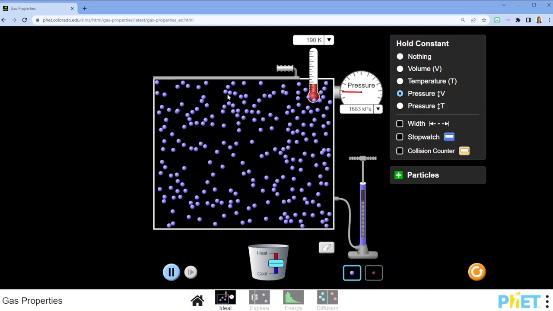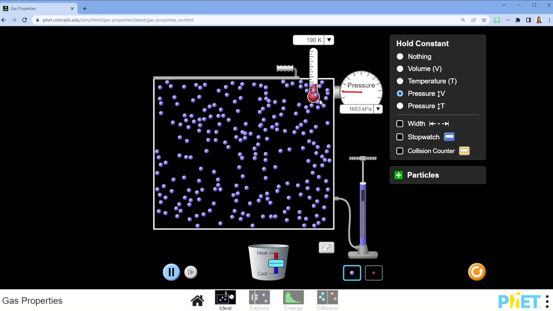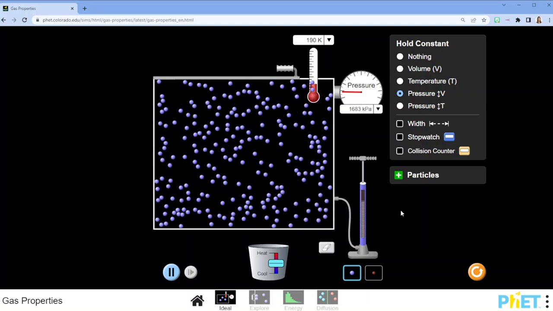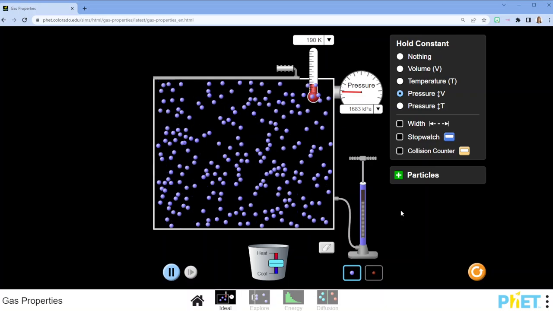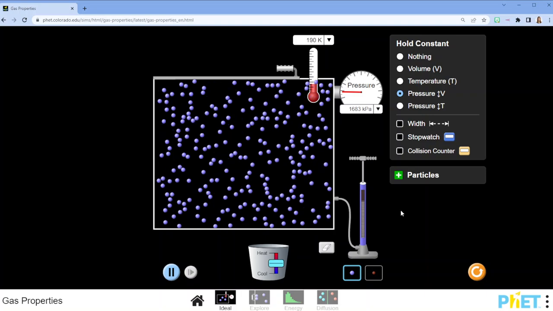So this simulation allows you to actually qualitatively see what happens in all these different situations. Have fun playing around with it and getting a better idea for how things work.